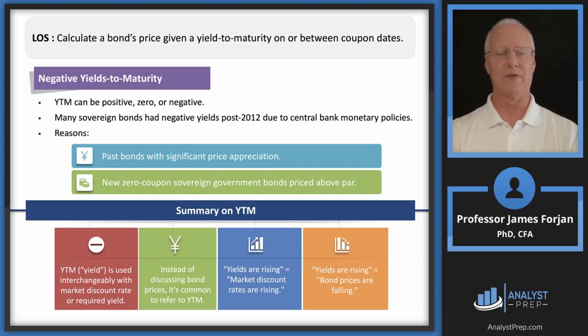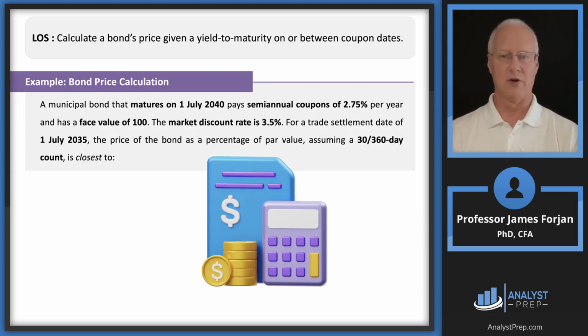All right, how about the summary? This is all the stuff that I've been saying, right? YTM is used interchangeably with the market discount rate or the required yield or the required return on the bond. Most of the time, we don't refer to the bond price. It's mostly we refer to the yield to maturity on the bond, and we take that yield to maturity out to a bunch of decimal places. We say yields are rising. We say yields are falling. Remember, there's an inverse relationship between the yield and the present value or the price of a bond. We learned that inverse relationship back in that very first time value of money learning module.